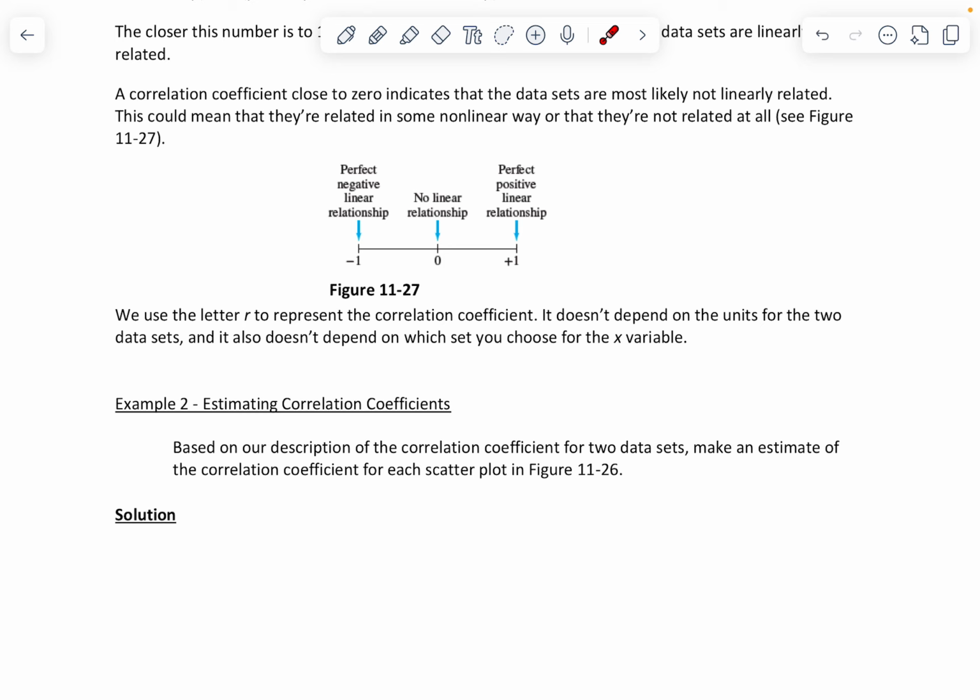So let's look at a couple of examples. Example 2, we want to estimate correlation coefficients. And then we'll look at an example where we actually calculate a correlation coefficient.